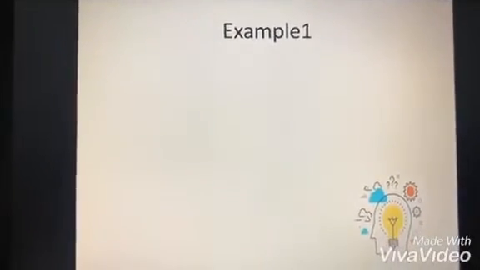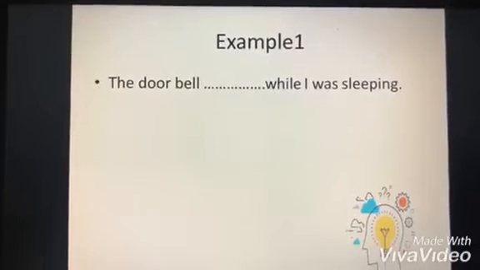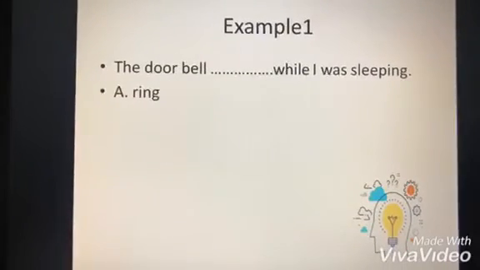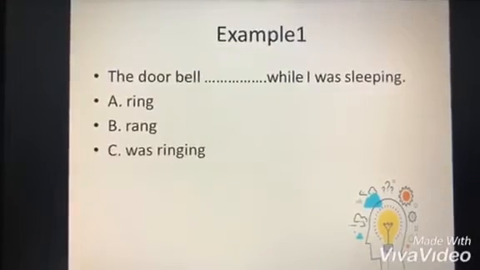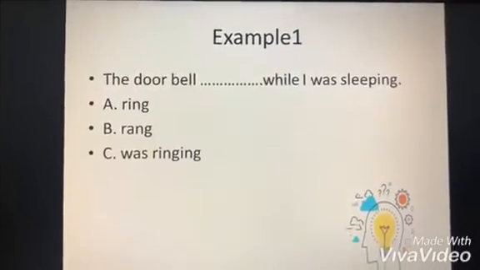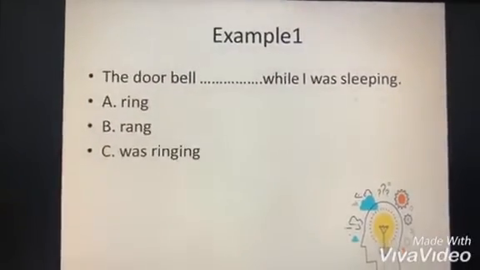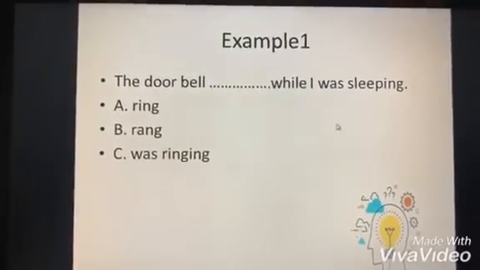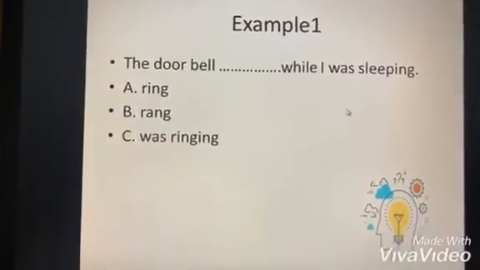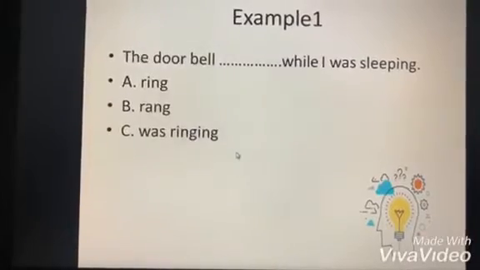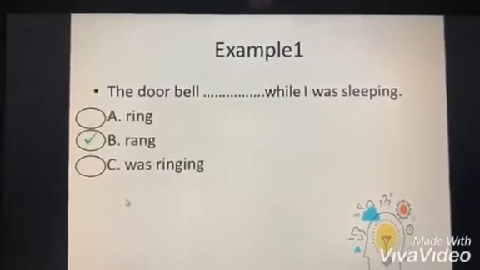Let's do some examples. The doorbell blank while I was sleeping. A. Ring. B. Rang. And C. Was ringing. As you can see, we have was sleeping. Here we have two actions. Sleeping is the ongoing action, so here we have to choose the interrupting action. That interrupts the sleeping action, so we're going to choose rang. The doorbell rang while I was sleeping.